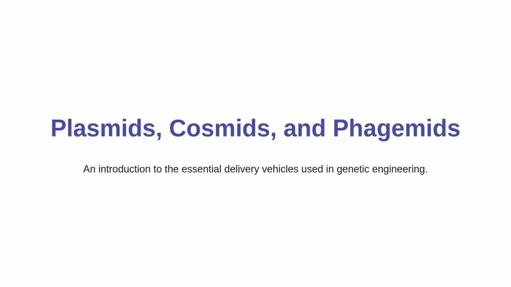We will explore three essential types of vectors: plasmids, cosmids, and phagemids. By the end of this lesson, you will understand how each vehicle works, their cargo limits, and how to calculate their efficiency. Let us get started.